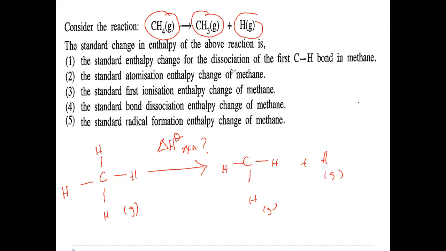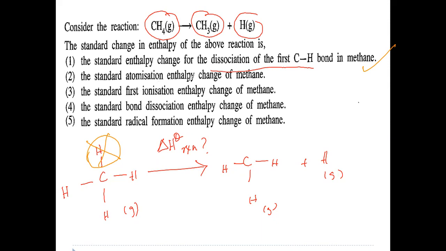The standard enthalpy change for dissociation of the first C-H bond. Can you see? The word is clearly mentioned: the dissociation of the first C-H bond. What happens here? One bond has dissociated, and one hydrogen becomes an individual one. So this is what they said, the dissociation of the first C-H bond. Obviously, that should be the answer. Okay, so we will mark this as the answer, but let's check the next one.